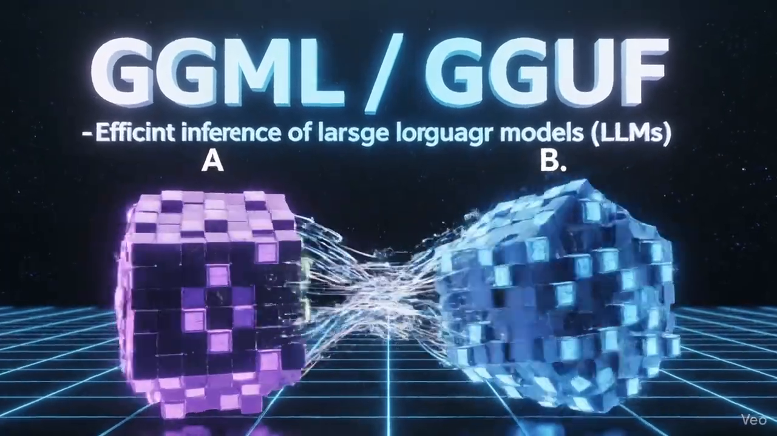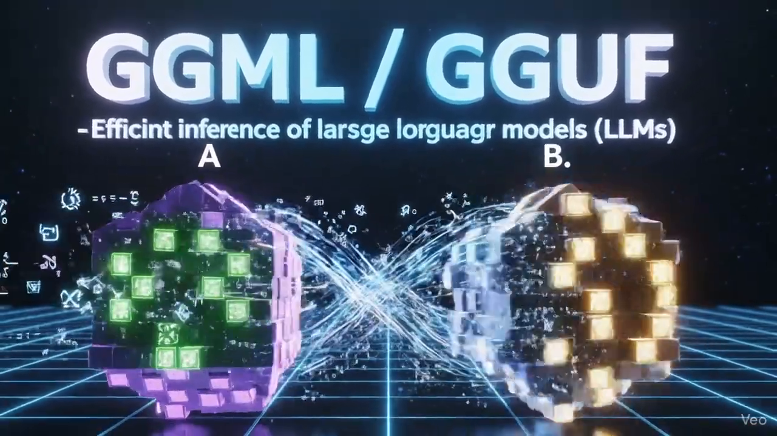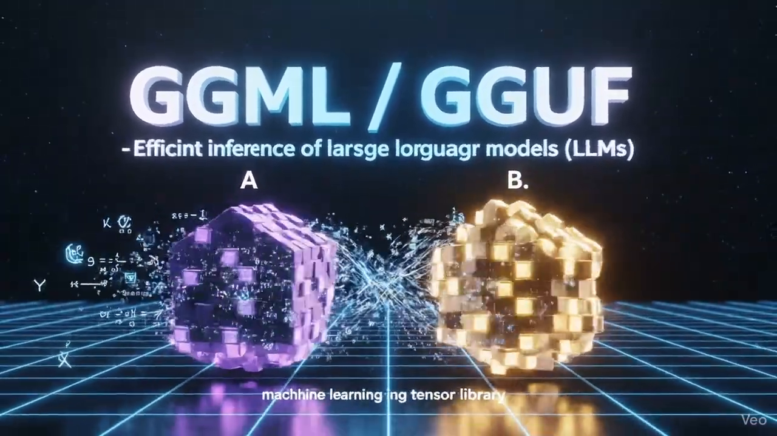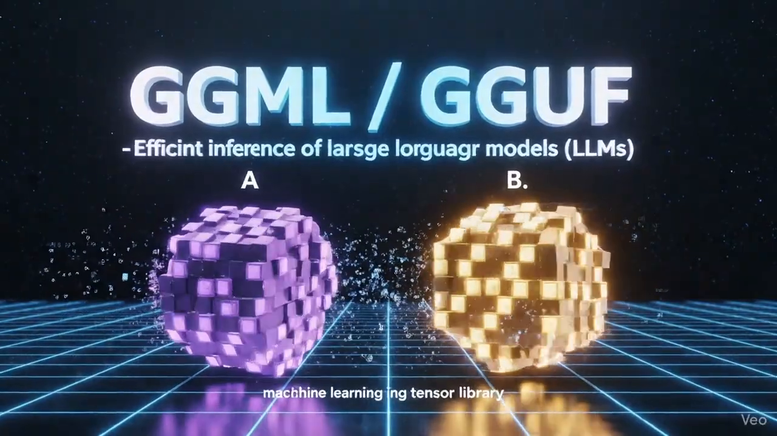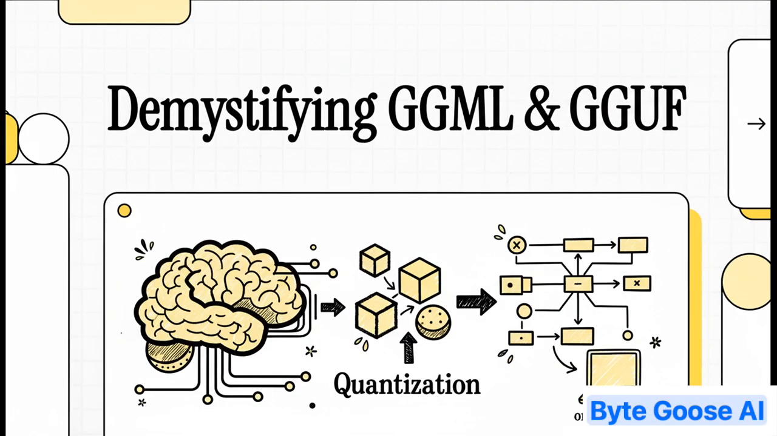It's pretty wild when you think about it. How can these massive billion-parameter AI models, the kind that are supposed to need huge data centers, actually run right on your laptop or even your phone? Well, there's a secret sauce, and it's a revolutionary C library called GGML.